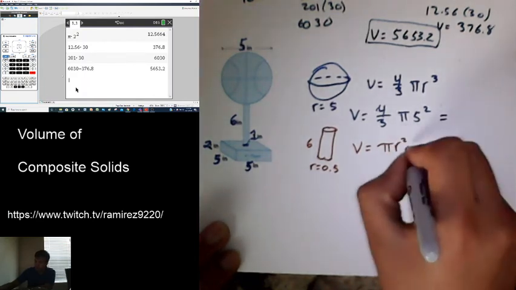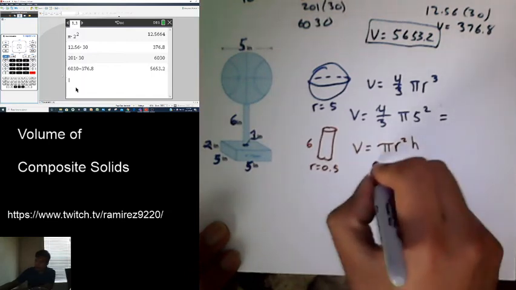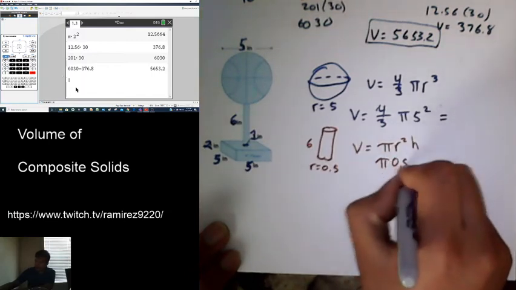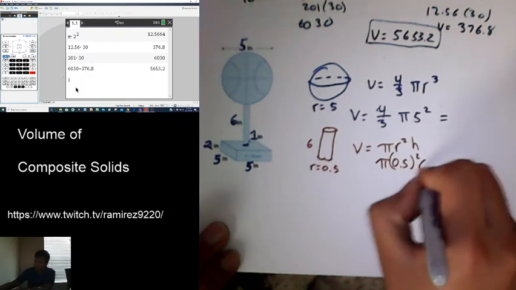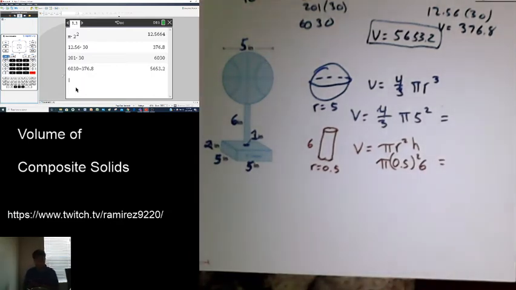And then times the height, right? So here this would just be pi and then 0.5 squared times 6. Again, easy calculation.